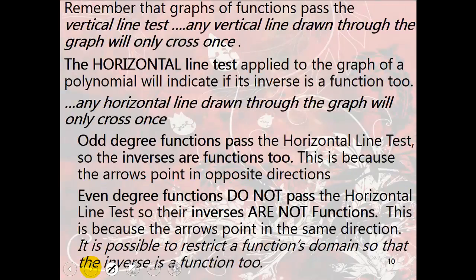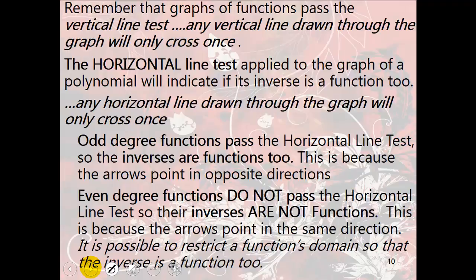All right. So one more thing to look at. Remember that the vertical line test for a graph will tell you if it's a function. If you drop a horizontal line through a function, it'll tell you if your inverse is also a function. A horizontal line test that crosses only once means the inverse is a function. If it crosses more than once, the inverse is not a function. In general, odd degree functions are more likely to pass the horizontal line test, so their inverses are functions too.